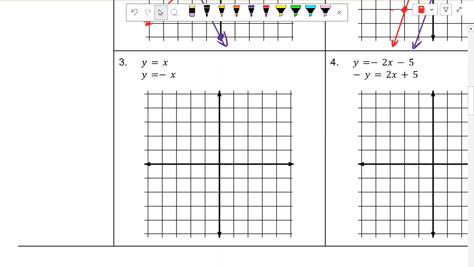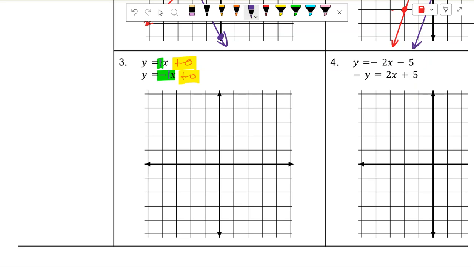Number 3. This one we don't have b's, but we know that the b's exist. They're plus 0 and plus 0. So we both have b's. Those are y-intercepts. And they both have slopes. That one's 1 and this one's negative 1. You can't see them, but those ones are there.